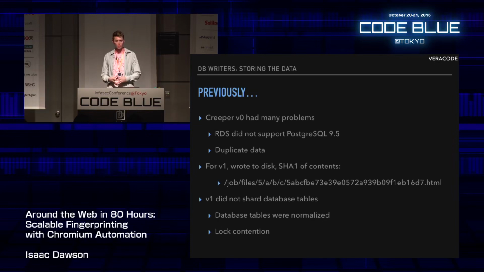Another issue with V1 was I didn't shard my database tables, which means that my tables were really big. I'm saying 180 million rows for response headers and about 83 million rows for responses. My database tables were normalized, which I'll explain in a moment. It just means that I had these very large tables that I had to do selects from, as well as inserts into. So my write throughput was pretty bad.